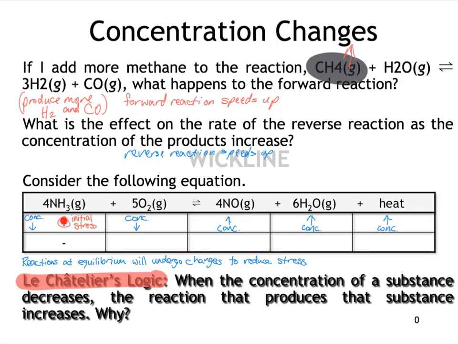So in this case, the initial stress was that I added in some ammonia, and the reaction just underwent changes to reduce that stress. In other words, to take that increased amount of ammonia and turn it into a decrease.